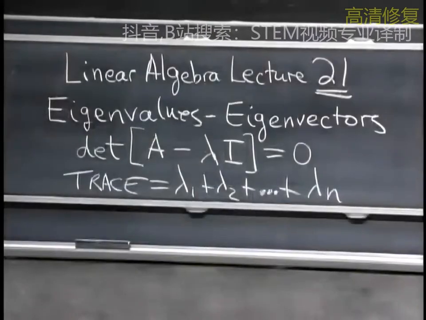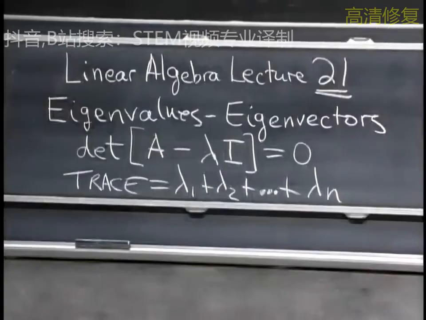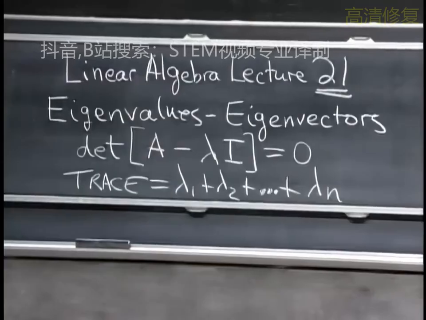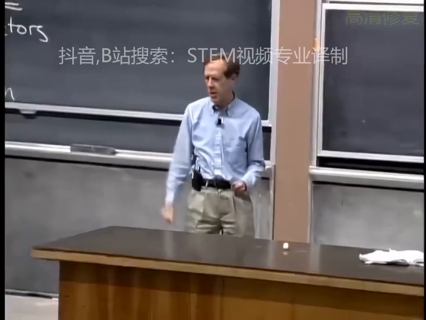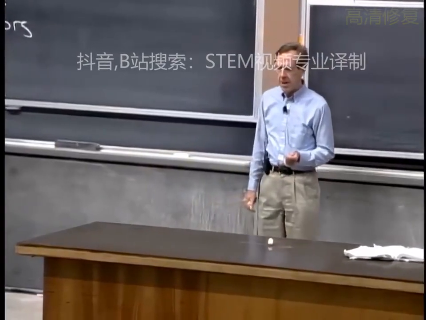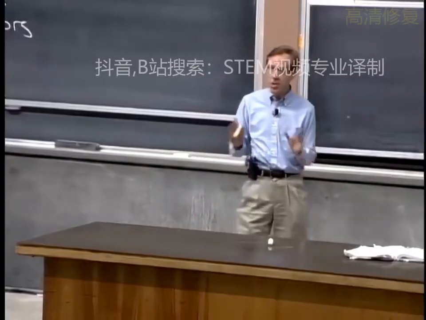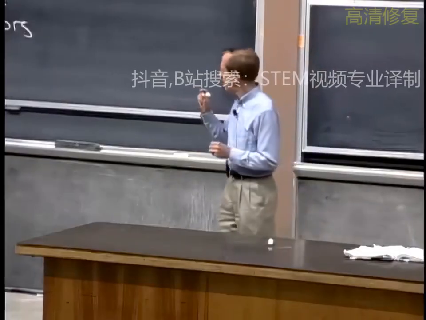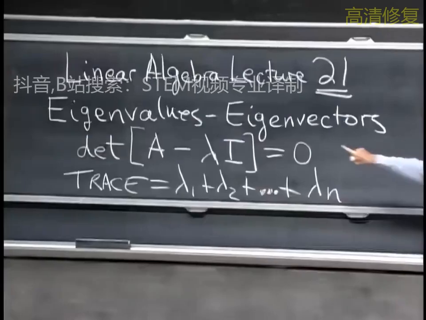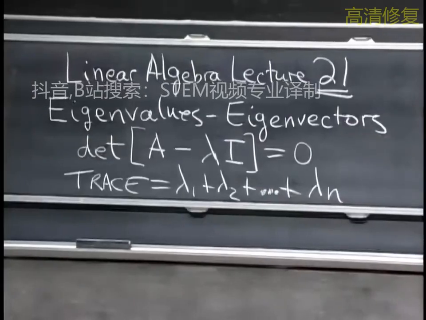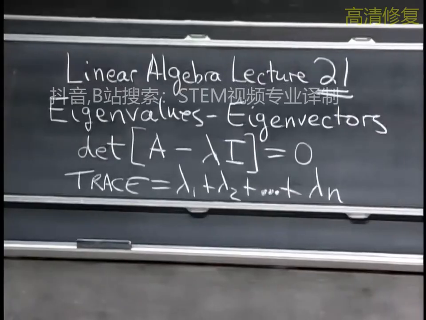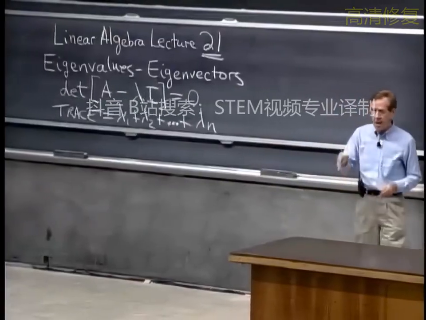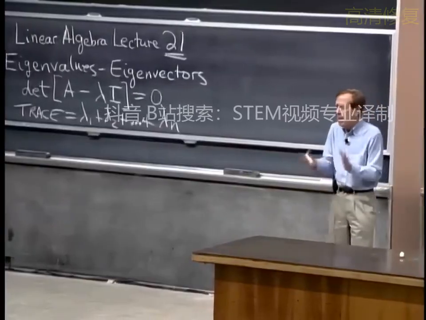Okay, so this is the first lecture on eigenvalues and eigenvectors, and that's a big subject that will take up most of the rest of the course. Again, matrices are square, and we're looking now for some special numbers, the eigenvalues, and some special vectors, the eigenvectors. This lecture is mostly about what are these numbers, and then the other lectures are how do we use them? Why do we want them?